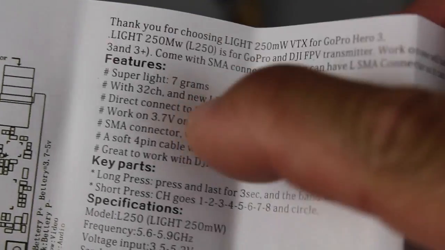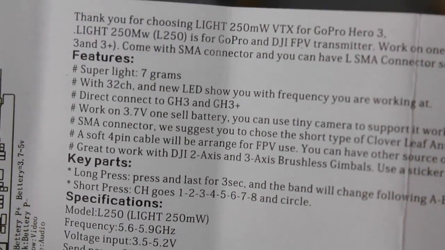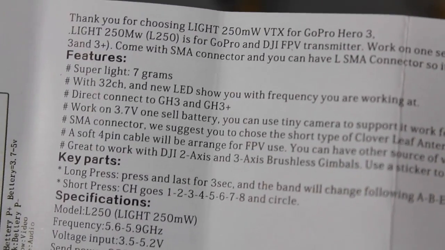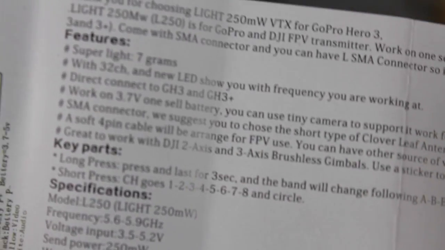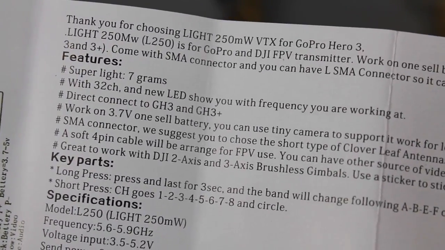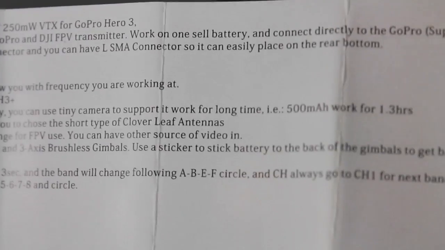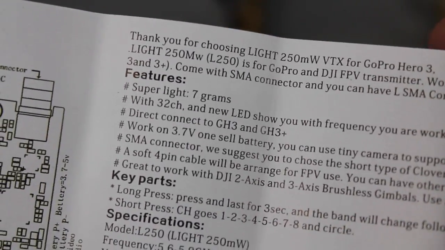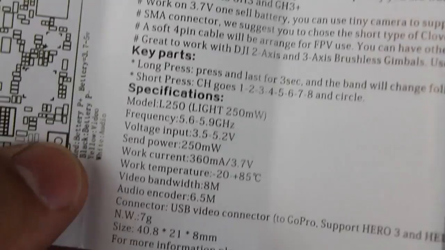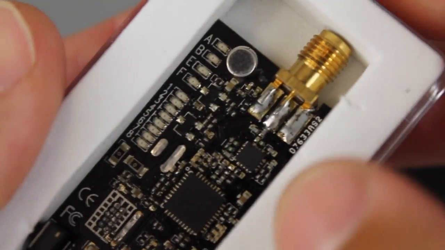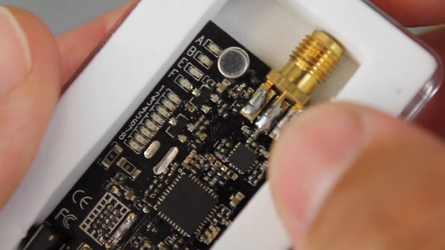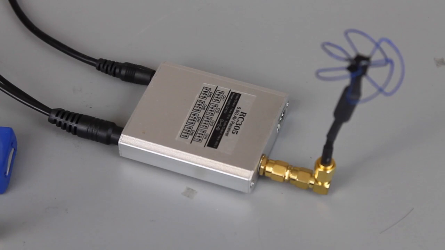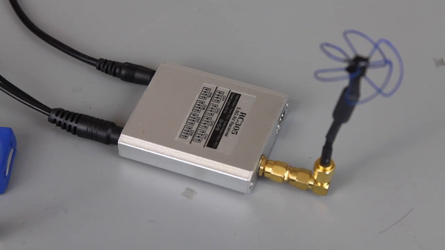Lots of neat features: super light at 7 grams, 32 channel, multi-band, has LED to show frequency, runs off of a 1S LiPo. It says with a 500 milliamp 1S LiPo you can get 1.3 hours of transmit time, which is pretty awesome. SMA connector, and the list goes on and on. As you can see, it actually supports the A, B, E, and F band, which ultimately means we get to use the RC305 receiver with this transmitter.